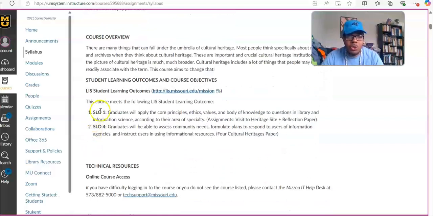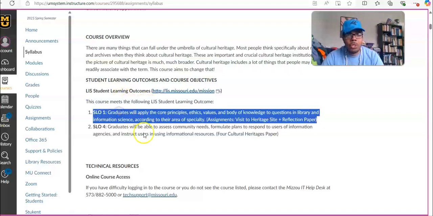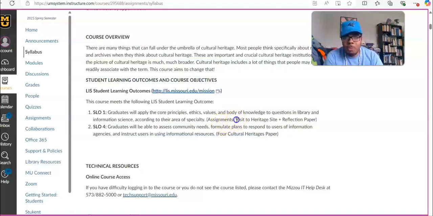All right, now when it comes to student learning outcomes, in case you want to put any of these assignments into your e-portfolio at the end of your time here with Mizzou, you can make the argument that the assignments that you get in here follow one of two SLOs, or student learning outcomes. Student learning outcome number 1: graduates will apply the core principles, ethics, values, and body of knowledge to questions in library and information science according to their area of specialty. And so the assignment that can fit this would be the visit to the heritage site plus reflection paper. Yes, you can apply the core principles of ethics, values, and so forth when you are doing your reflection on your visit to the heritage site.